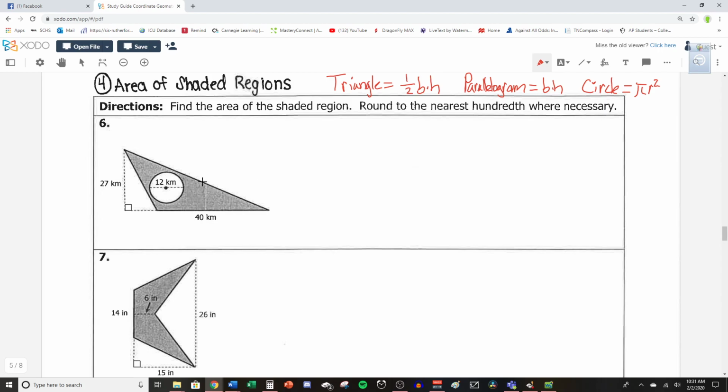The first thing we want is the shaded region. So to get the shaded region, I want to find the triangle's area first. The triangle is going to be 1/2 times base times height. Well, the base on this one is going to be 40.